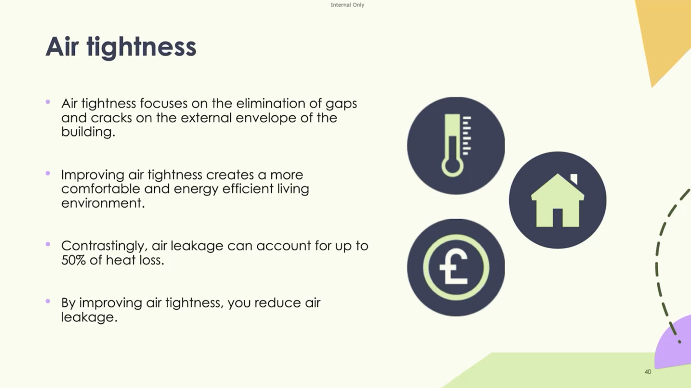So air tightness essentially focuses on the elimination of gaps and cracks in the external envelope of the building. It can help improve air tightness. Improving air tightness creates a more comfortable and energy efficient living environment. And air leakage can usually account for up to 50% of heat loss within the fabric. So it is really important to obviously bring that down. So improving air tightness can also help reduce that air leakage.